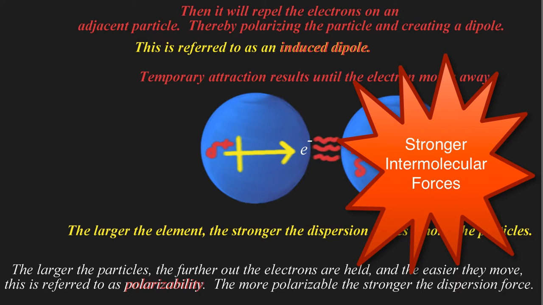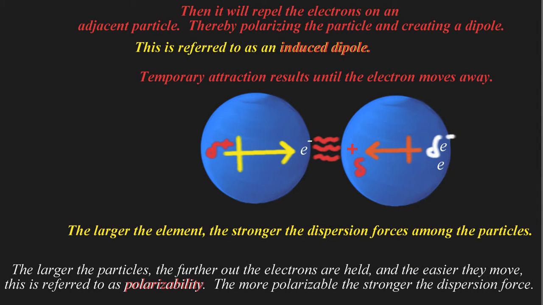So the larger the nuclei, the stronger the London dispersion force. All right, it's said to be more polarizable. So when you're done with all this, you should be able to determine which molecules have stronger London dispersion forces. You should also be able to recognize the concept of an instantaneous versus an induced dipole.